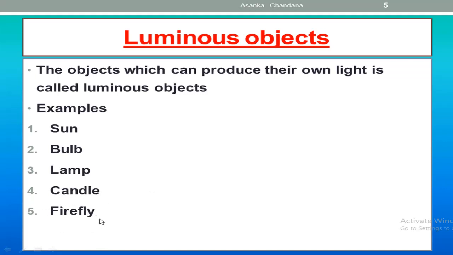A firefly is an animal that can produce its own light at night, therefore a firefly is also a luminous object. Next, light-emitting mushrooms: there is a special type of mushroom that can emit light, so that mushroom is also a luminous object. Now we have learned what a luminous object is, and examples such as the sun, bulbs, lamps, candles, fireflies, and light-emitting mushrooms.